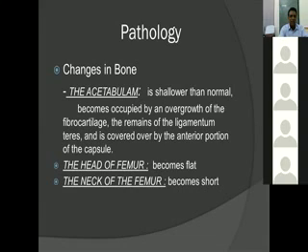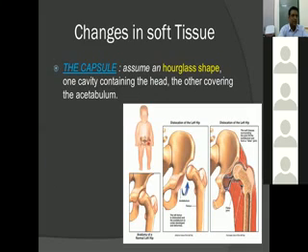The head of the femur becomes flat and the neck of the femur becomes short. Changes in the soft tissue. First is the capsule. The capsule assumes an hourglass contracture, as you see here in the slide. One part involves the fibrofatty cartilage and the ligamentum teres, and the other part holds the femoral head. So it assumes an hourglass shape, and it prevents the relocation of the femoral head into the acetabulum.